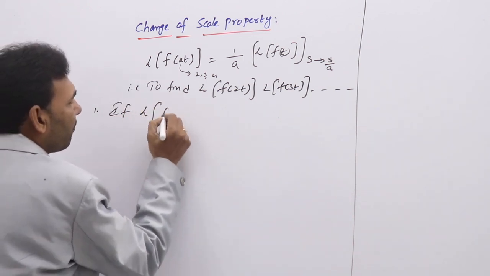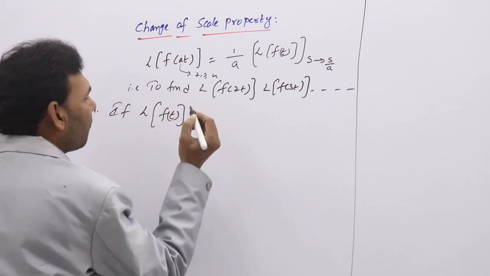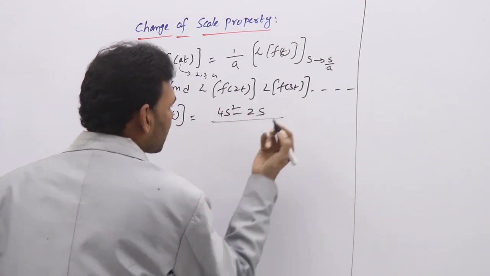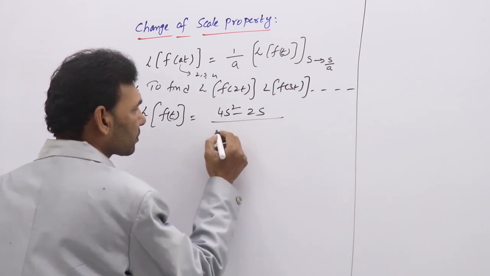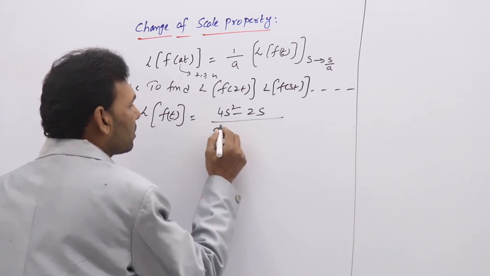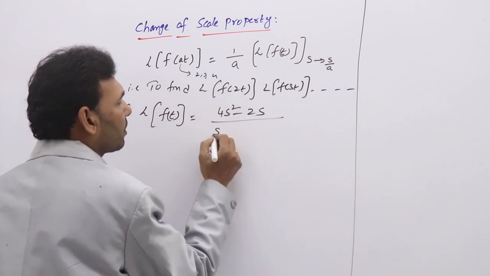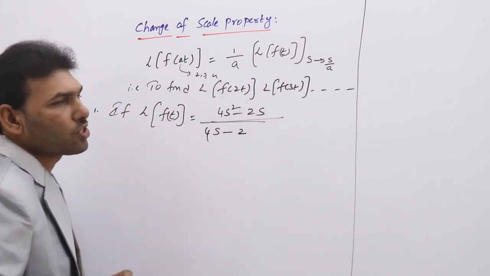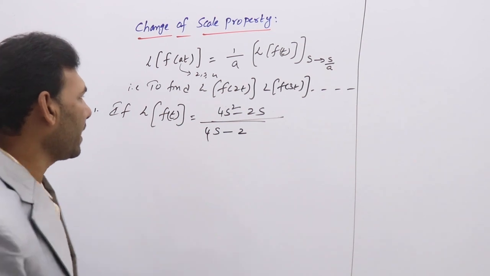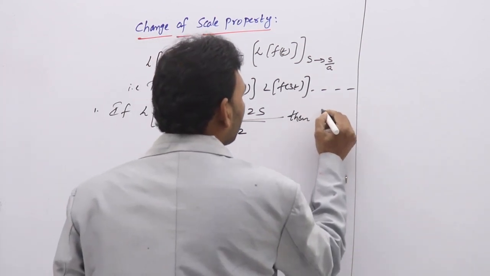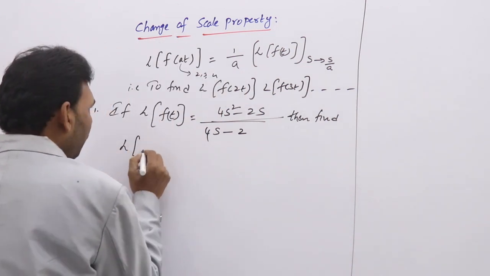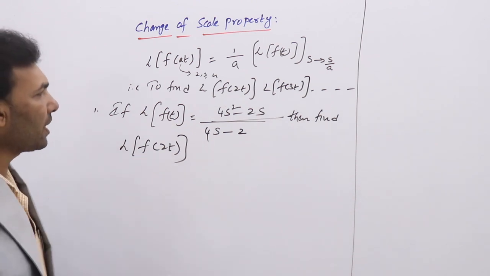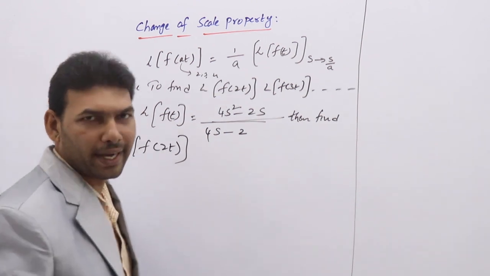If L of f of t is given like this, L of f of t equal to 4s square minus 2s by 4s minus 2, then find L of f of 2t. So if you have a function like this, how are we going to find L of f of 2t?